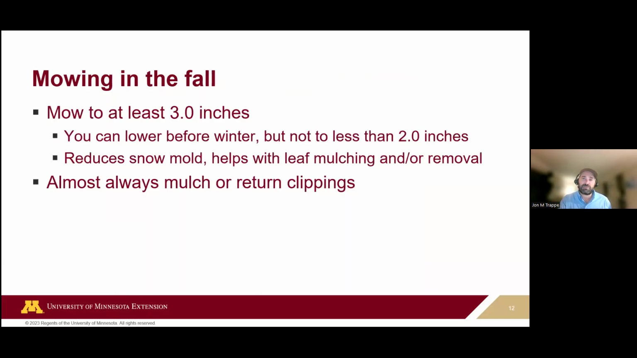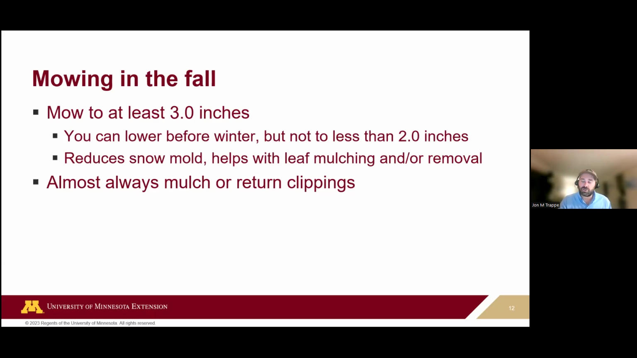So as far as specifically in the fall, we recommend to mow to at least 3 inches for the majority of the fall. You can lower the mowing height a little bit before the winter, but I would not lower it any lower than 2 inches. And the reason for this is that lowering of the mowing height can actually reduce snow mold. It also helps a little bit with leaf mulching, or if you have too many tree leaves and you need to remove them, having a little bit lower mowing height can actually help do that.